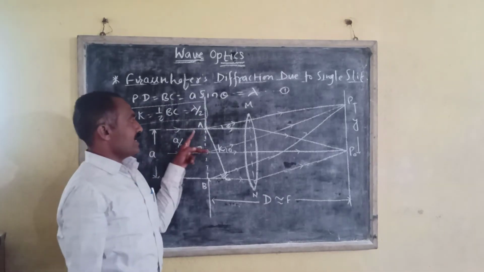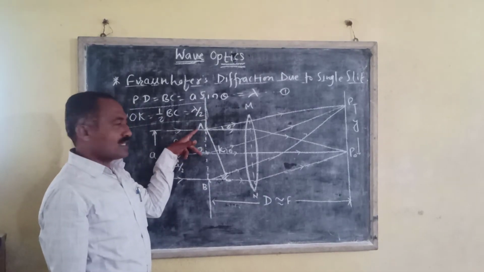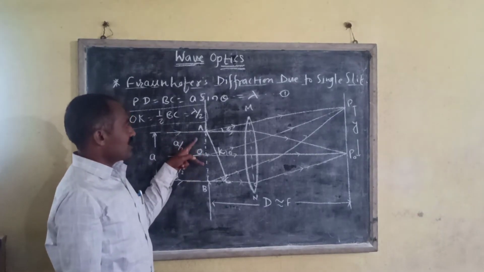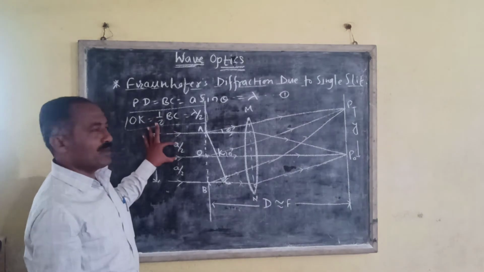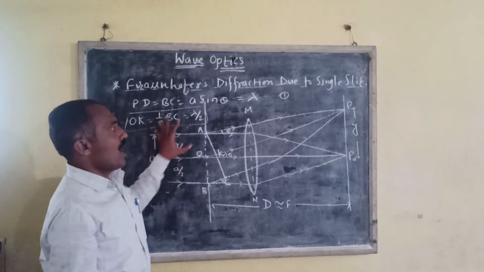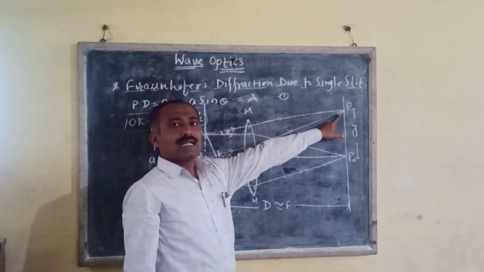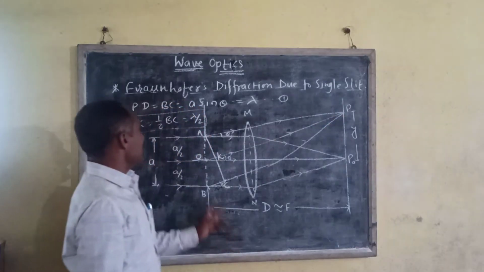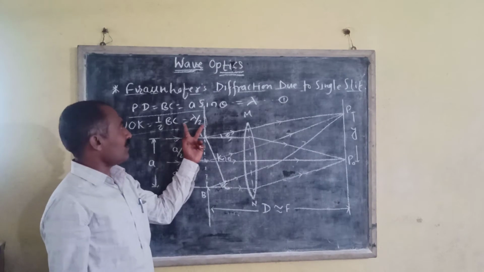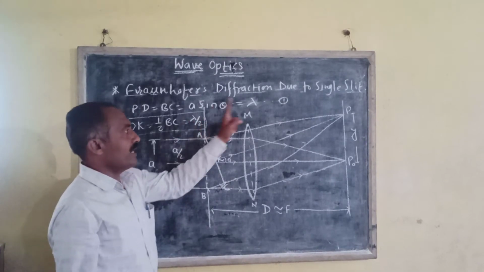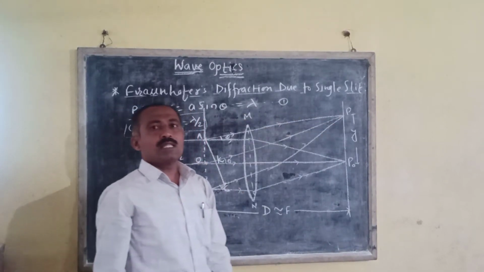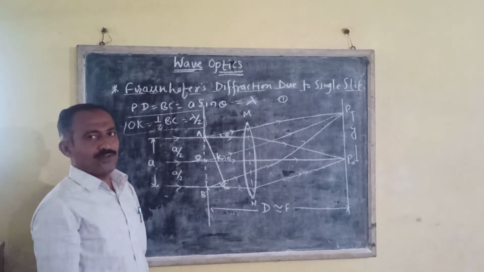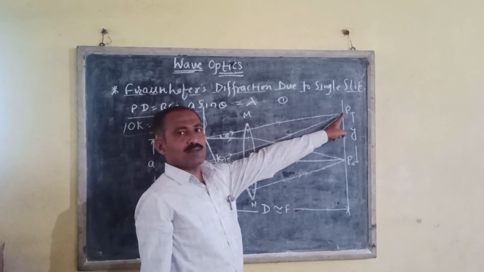Means the light rays which are at a distance of a/2 (all the light waves having the same distance a/2) and reaching the point P will be at the point P with destructive interference, that is, a path difference of lambda by 2, and hence the point P is a dark point, a dark fringe known as the first minima.